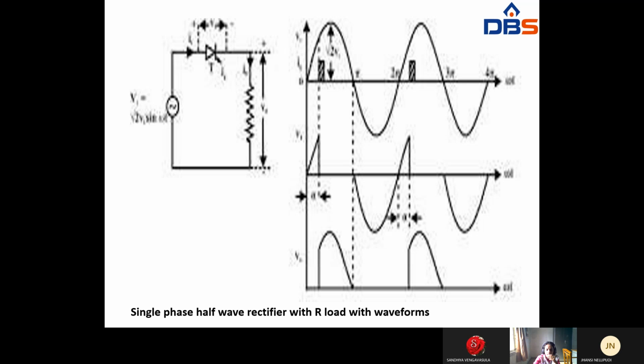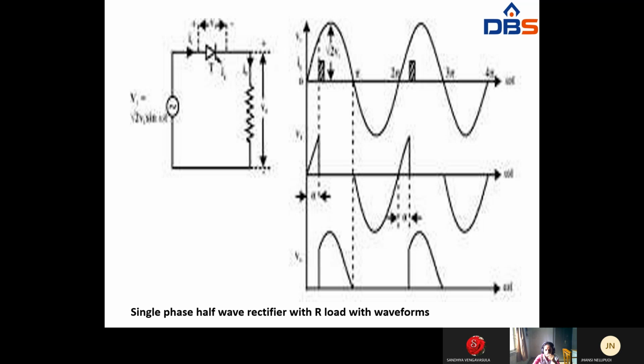Here this supply will be connected to thyristor T1, and this thyristor will be connected to the load, resistance load R. Whenever we are giving a supply, the thyristor will be turned on by giving a triggering pulse. So here this is the input supply, which will be a sine wave.